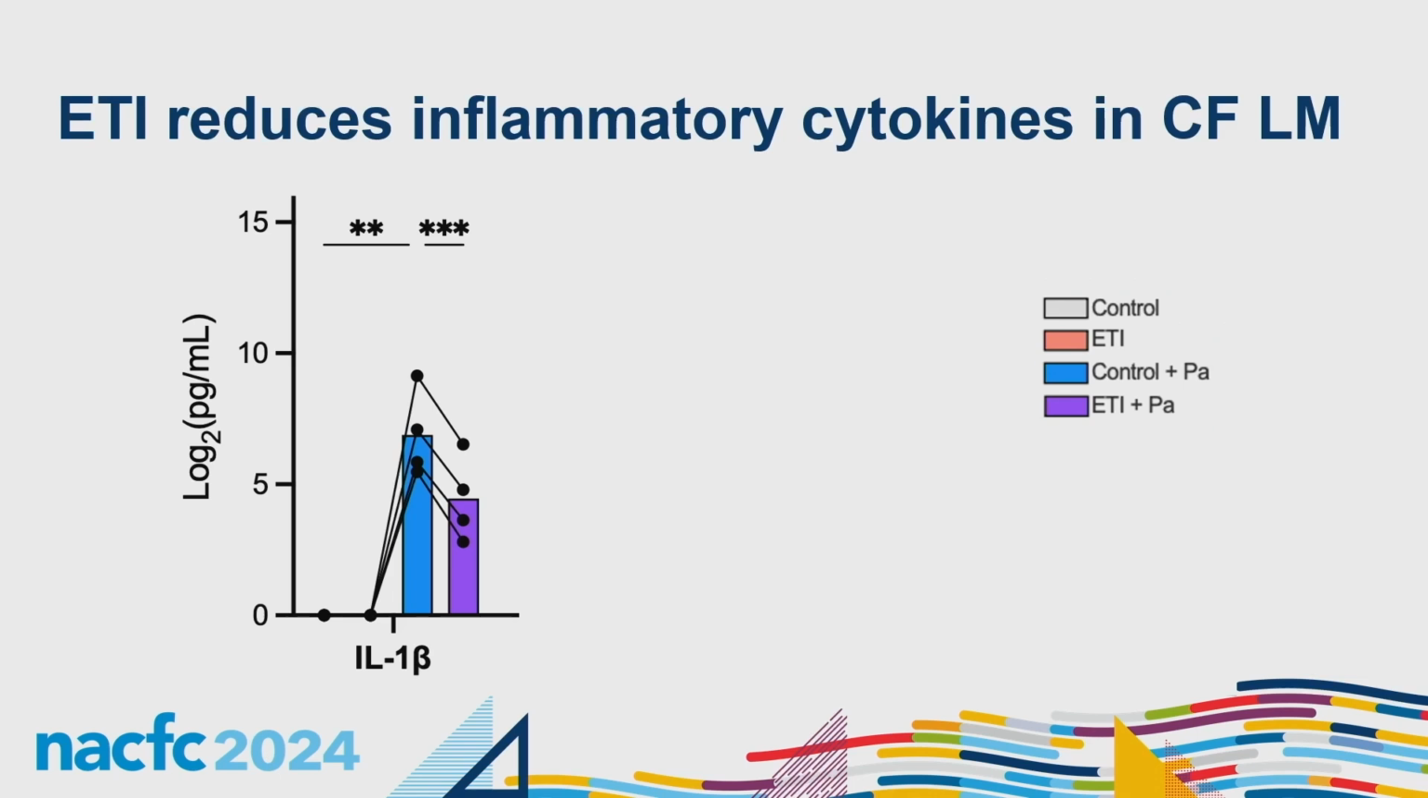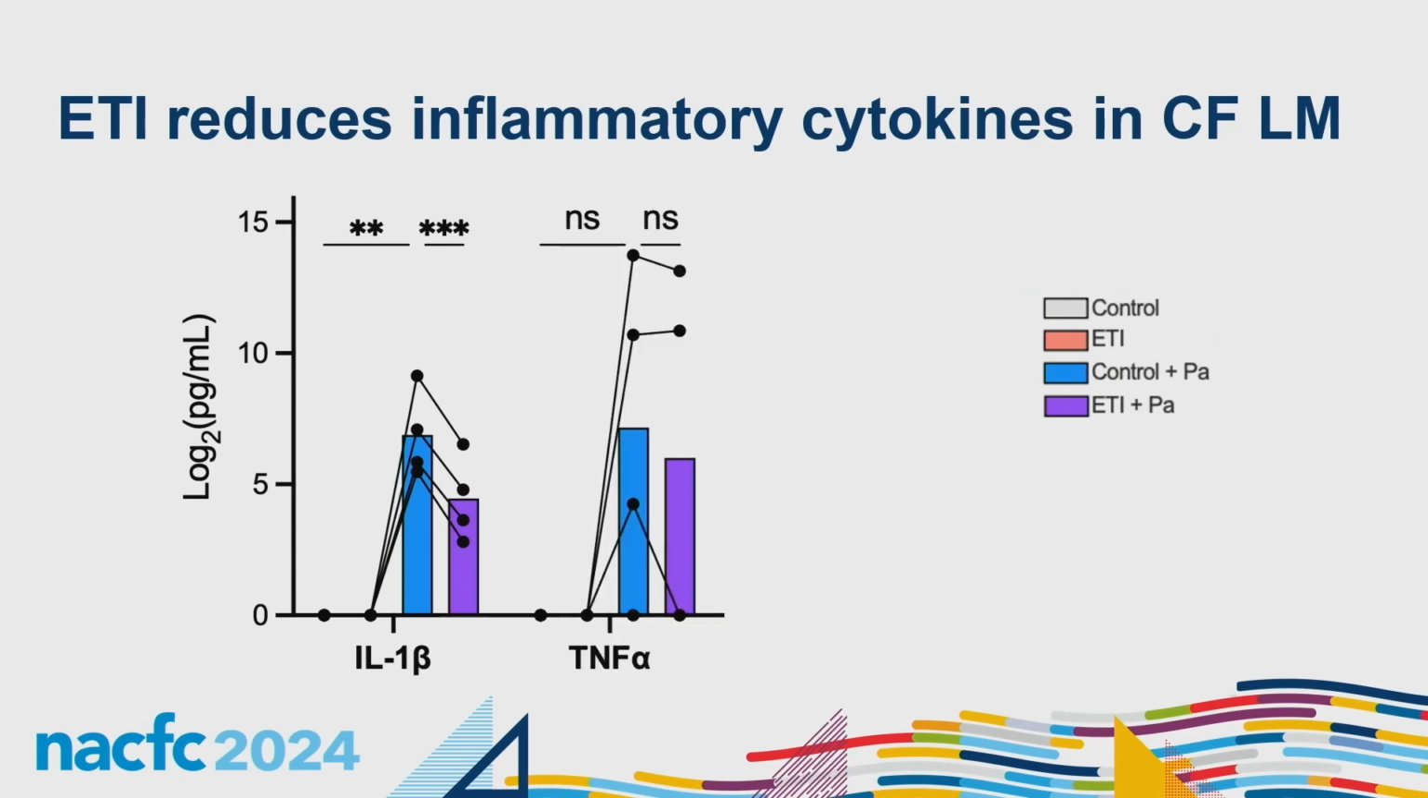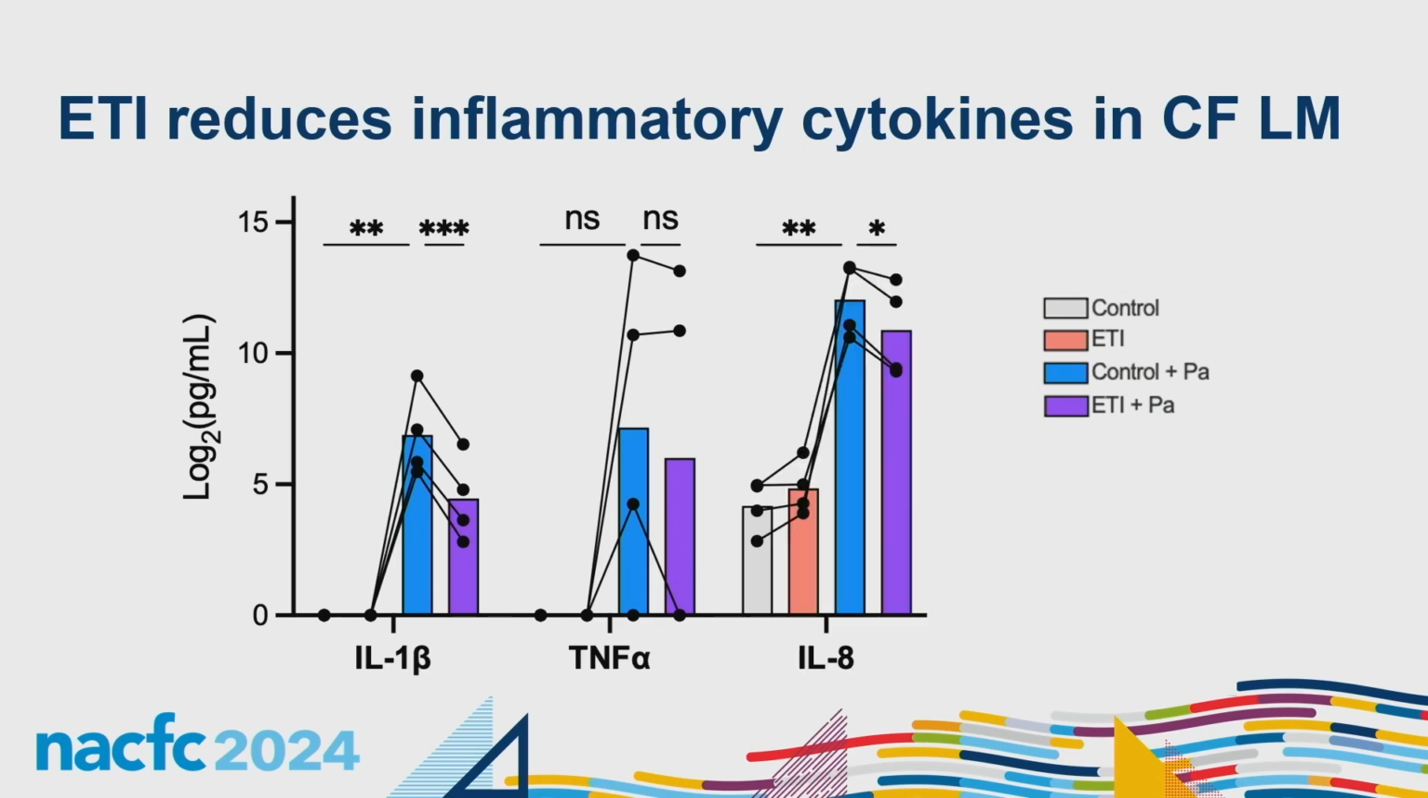And this is in contrast to what we've seen with monocyte-derived macrophages when used as a different model system, and others have seen as well, where the ETI really didn't have any significant effect on pro-inflammatory signaling. TNF alpha, there were some trends towards a decrease, but not statistically significant in this cohort. But IL-8 was also statistically significantly decreased by pretreatment with ETI.